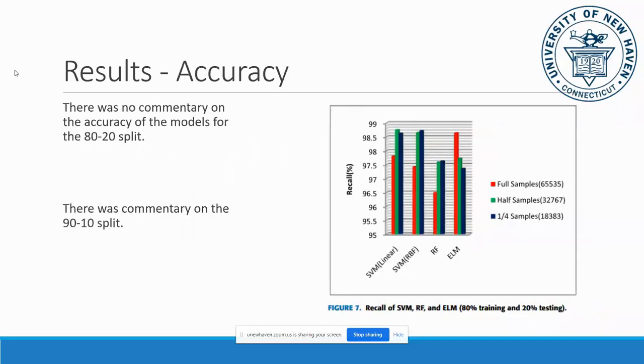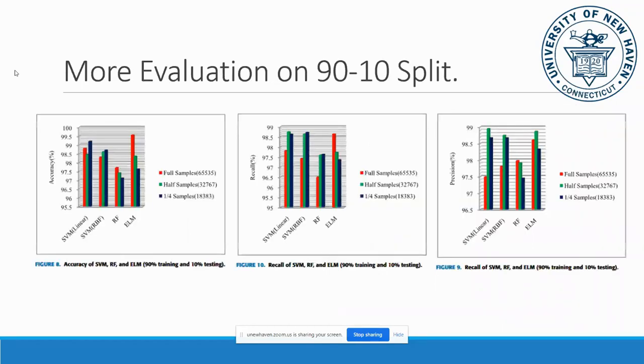Accuracy, okay, so this was really bizarre for me: they actually had no commentary on the accuracy of the models for the 80-20 split, but they did another run of tests on a 90-10 split, and they made commentary on the 90-10 split. So these are more images of the 90-10 split. I didn't want to say more about it because they pretty much reiterate the same thing. The neural net does a whole lot better on the larger full sample subset, whereas SVM does very well on the smaller subsets.